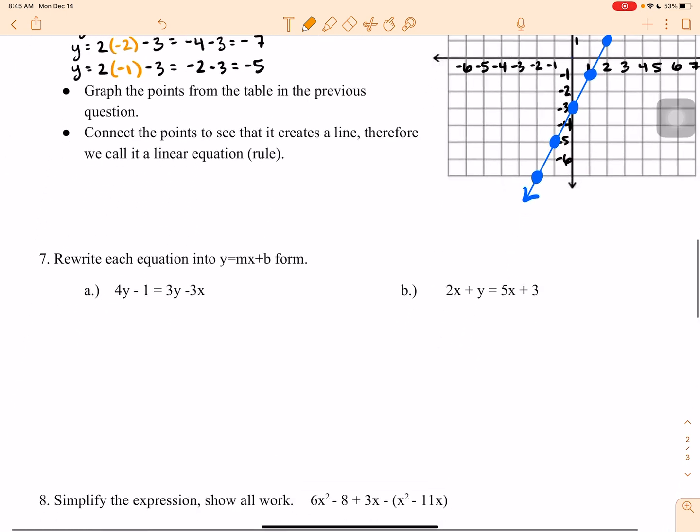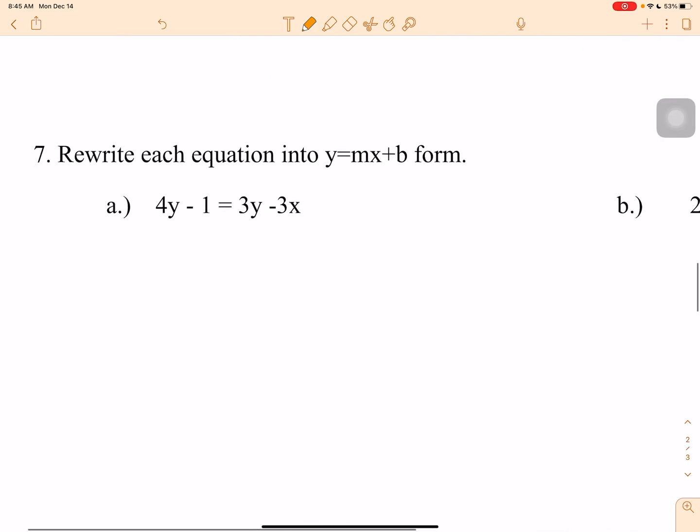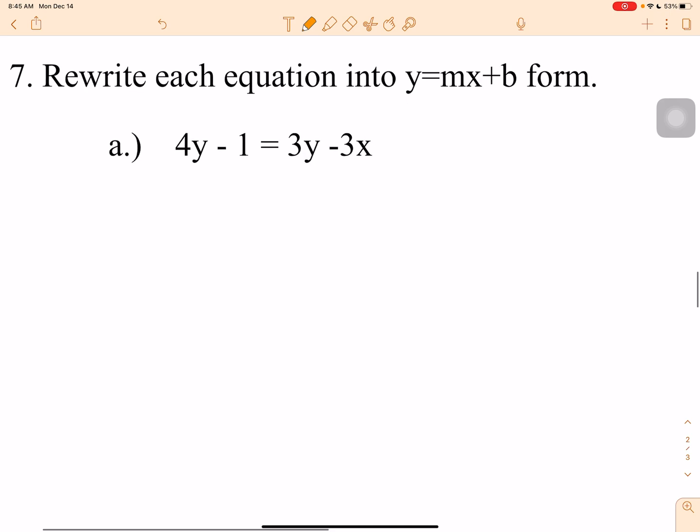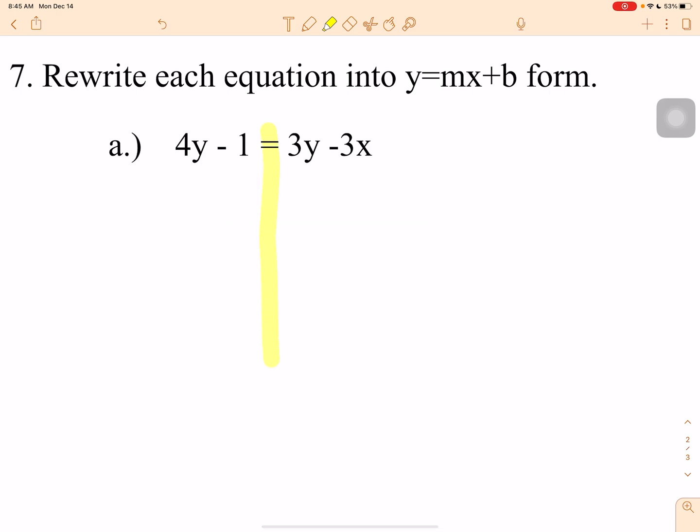All right, so number 7, rewrite each equation into y equals mx plus b form. So I want it to look like y equals mx plus b. So we just have to move some terms around. So I'm going to go ahead and draw a line down the equal sign. So whatever you do to one side, you have to do to the other. So we want to get all the y's over to the left-hand side. So my first step is to subtract 3y from both sides.